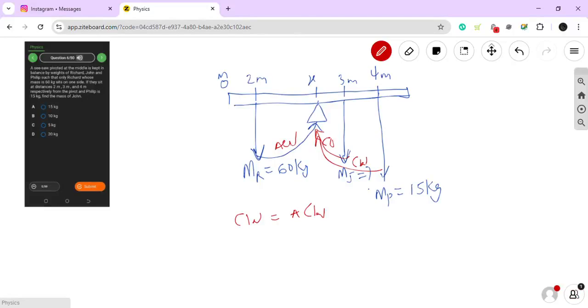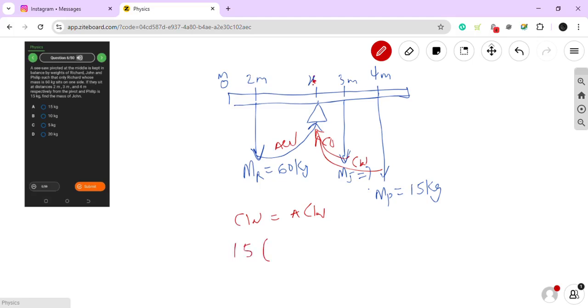Okay, so now AC CW is okay, MP. So I'm using the mass of Philip first. That's 15 into bracket, the distance between them. Actually, the reason why I say this question is incomplete is because they did not really give us the distance that we need here. We need to know what is here. If we should know what is here, it will be easy for us to solve.